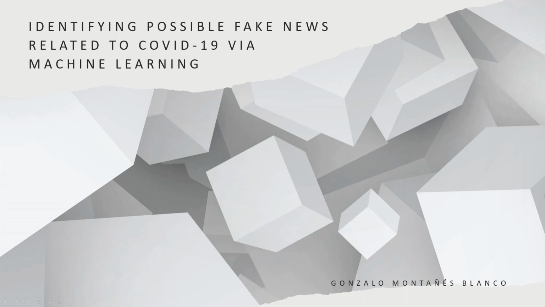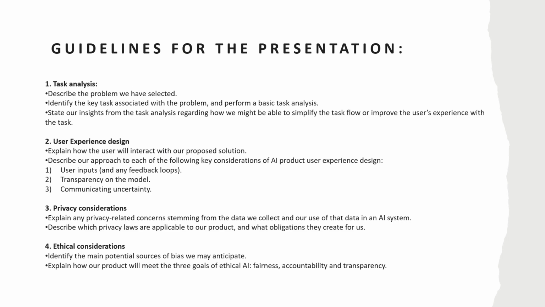Hi. In this project following the presentation in course 2 of the specialization, we will apply machine learning to identify fake news related to COVID-19. In this presentation, we'll first describe the problem we have selected, we'll identify the key tasks associated with the problem, and perform a basic task analysis.